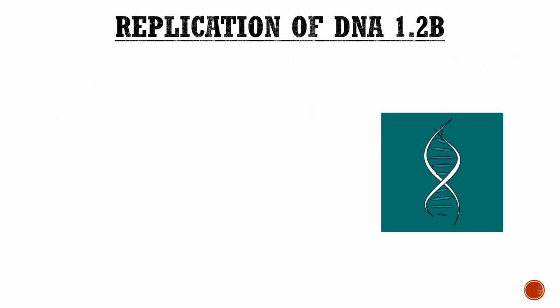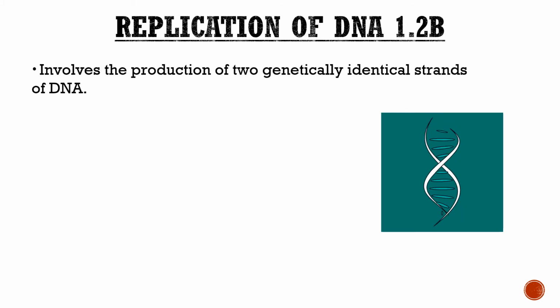Right, so now we're going to be moving on to the replication of DNA. It's really important that everything we've just spoken about is still going to be incorporated inside how this works now. DNA replication involves the production of 2 genetically identical strands of DNA. It's a process that's called semi-conservative replication.